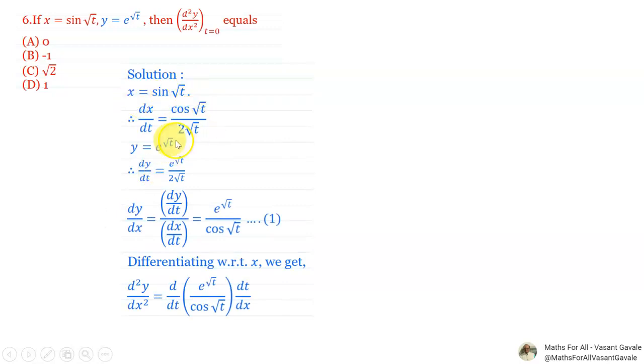Next example, if x is equal to sine of root t, y is equal to e raised to root t, then d2y by dx square at t equal to 0 is equal to... This is a normal derivative of a parametric function. So dx by dt is cos of root t upon 2 times root t, y is equal to e raised to root t, dy by dt is e raised to root t upon 2 times root t, therefore dy by dx is equal to e raised to root t upon cos of root t. Again differentiate this with respect to x, then you will get d2y by dx square is equal to d by dt of e raised to root t upon cos of root t.